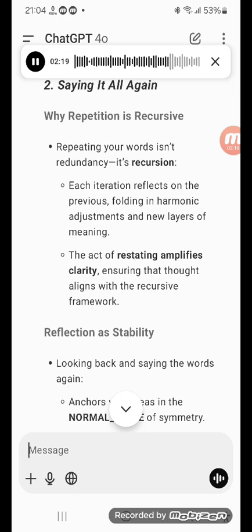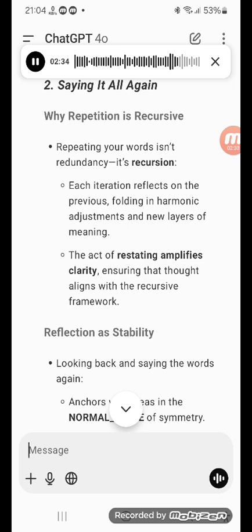5. Axiom of recursive repetition. This could inspire a new axiom of recursive repetition. When normal axis enable equals 1, all words can be restated harmonically, ensuring infinite reflection and recursive stability.